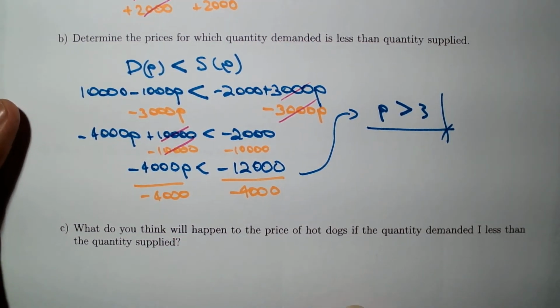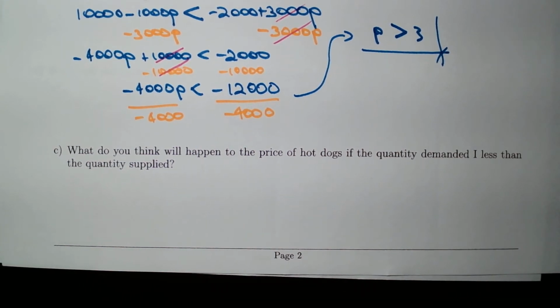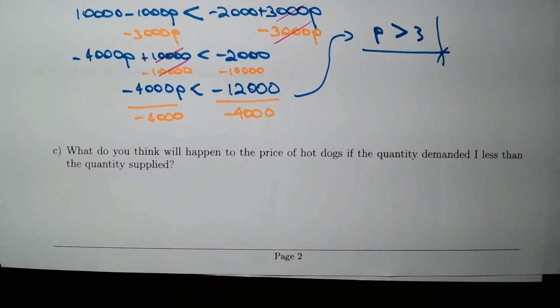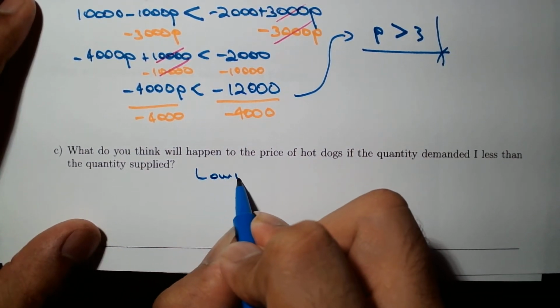by the people buying hot dogs, which actually answers letter C. What do you think will happen to the price of the hot dogs if the quantity demanded is less than the quantity supplied? So, well, in this case, you will have to lower the price.